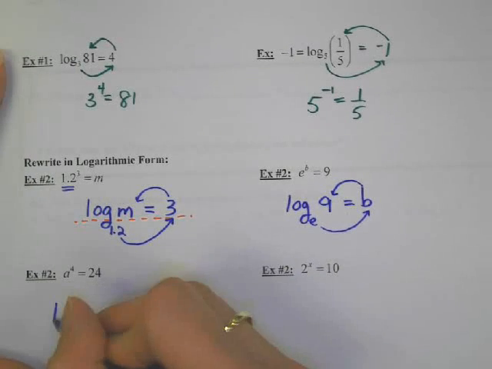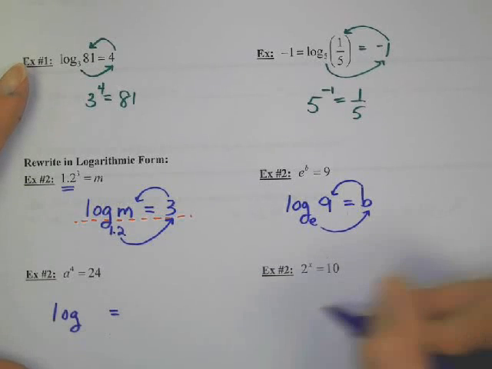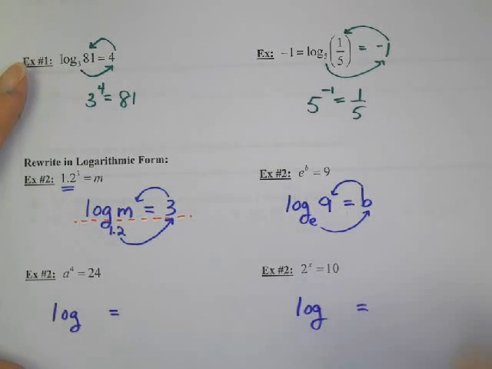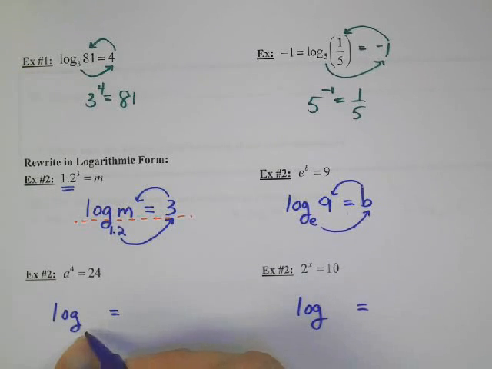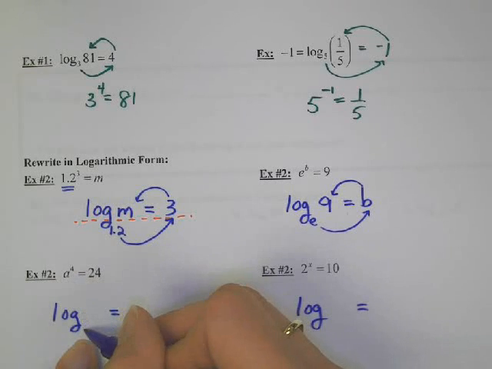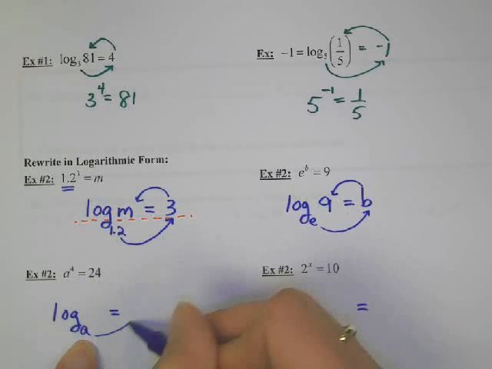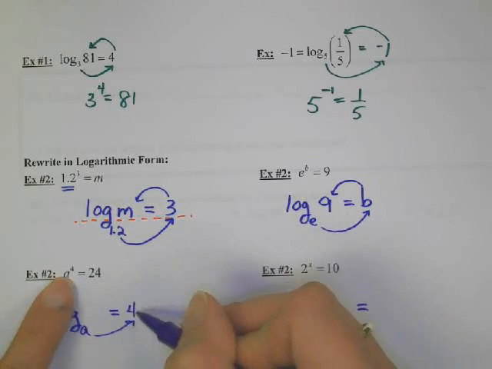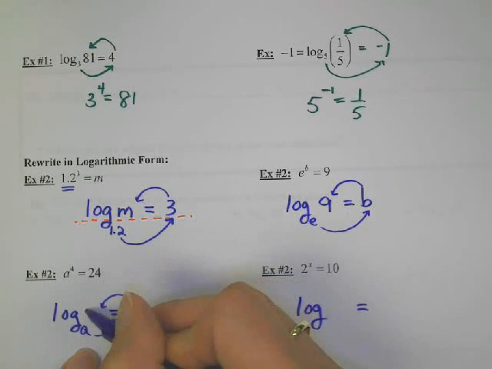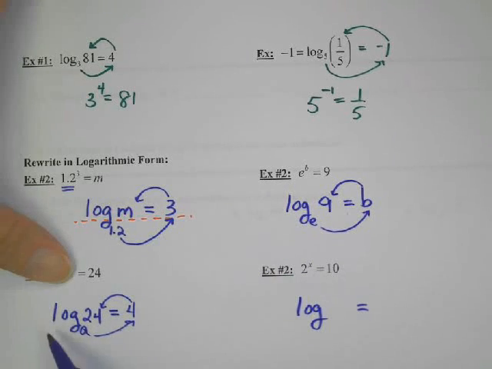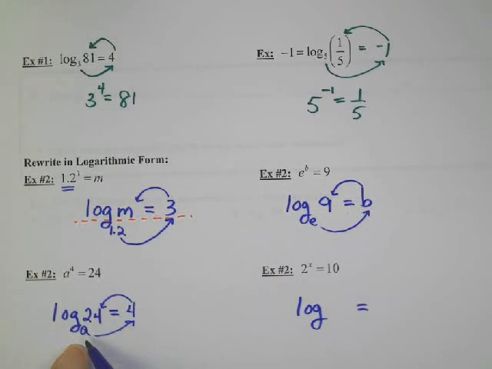All right, let's do a couple more. I'm going to write the log and the equal sign. All right, let's start with the base. The base is a to the power of 4 equals 24. So let's practice saying this log the right way. Log base a of 24 equals 4. That's the way you say it.